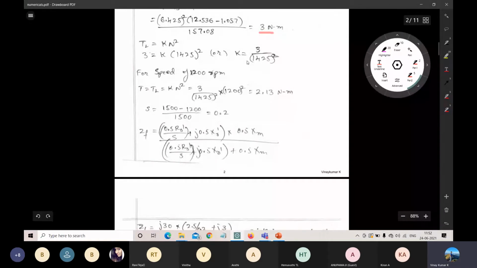T is equals to TL is equals to Kn square. This is the formula. So substitute that K, N. So here we have two N values, 1425 and 1200 RPM. So this is the value of torque. And calculate the value of slip.